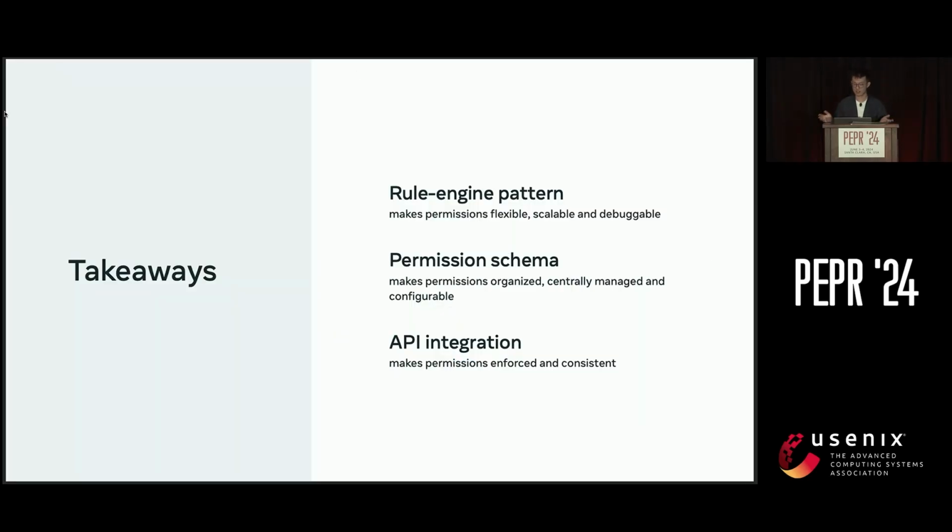Okay, that's all. Let's put them all together. The three key components of the permission framework. The first one is the rule engine pattern, which makes permissions flexible, scalable, and easier to debug. There's the permission schema, which helps design permission modeling, and makes permissions organized and centrally managed in one place. And last is API integration, which makes permissions enforced and consistent.